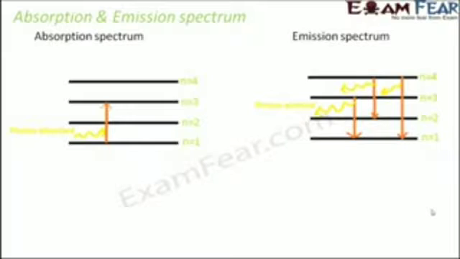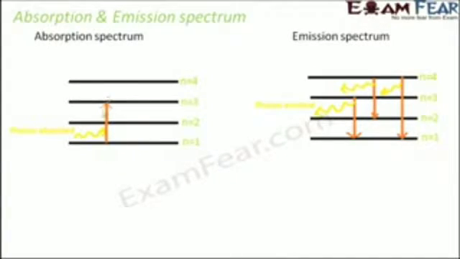Whereas in the second case, where you see that photons are getting emitted at every process, these lines together form the emission spectrum. So this is how the absorption and emission spectrum look like. So how do we mathematically describe an absorption spectrum and an emission spectrum?